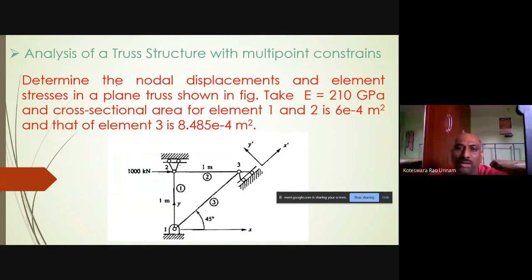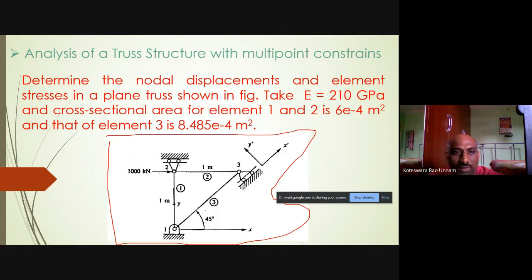Okay, so here he has given a truss having 3 members. This is one member, this is the second member, and this is the third member. He has given the numbers of those members also: member 1, member 2, and member 3. Each member has a different area.